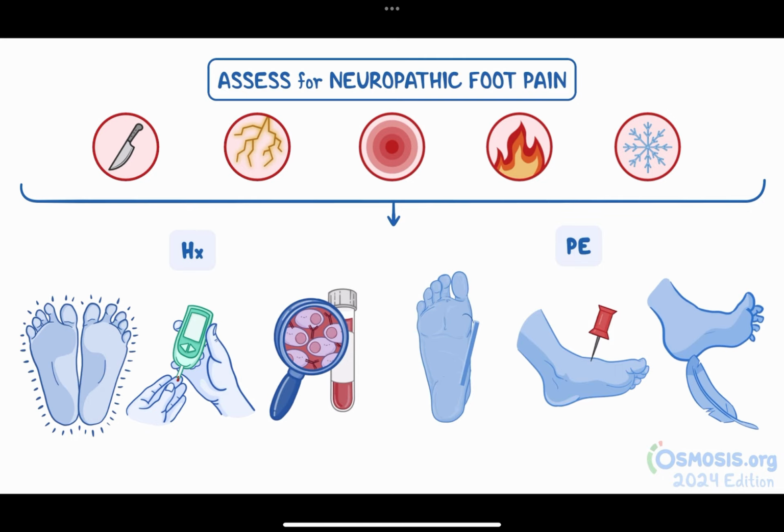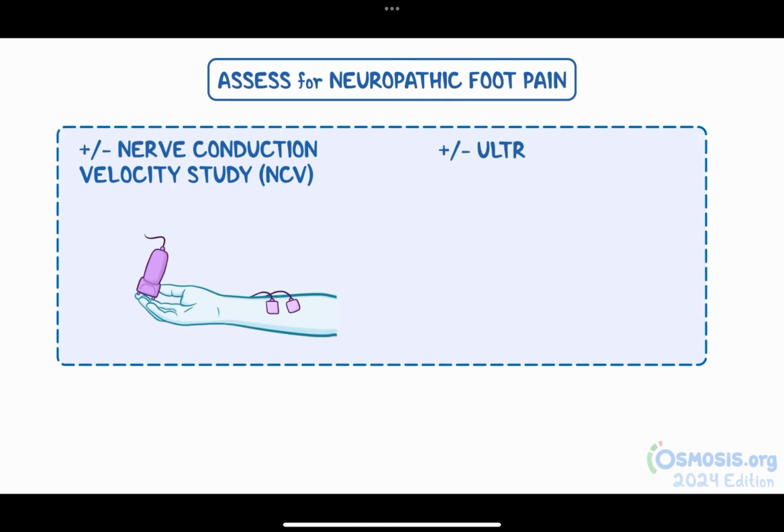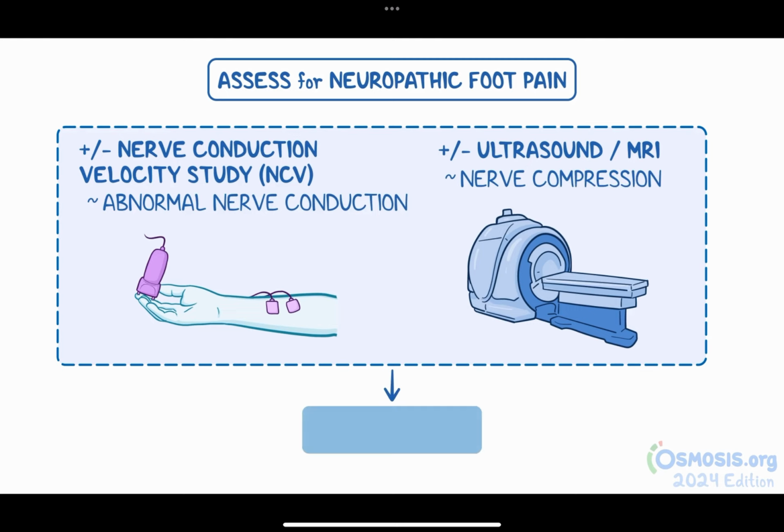Although these findings strongly suggest neuropathy, you might need to order a nerve conduction velocity study, or NCV, and an ultrasound or MRI to confirm. If the NCV shows an abnormal nerve conduction, and if imaging shows nerve compression, diagnose neuropathy.